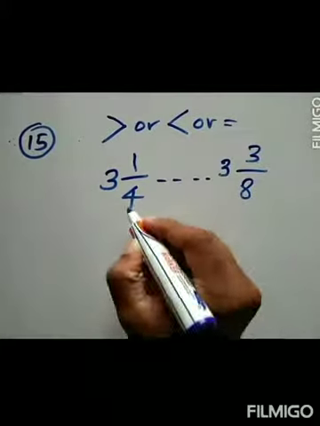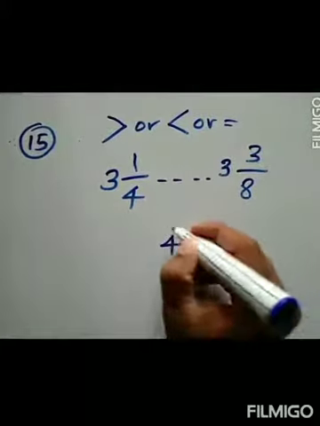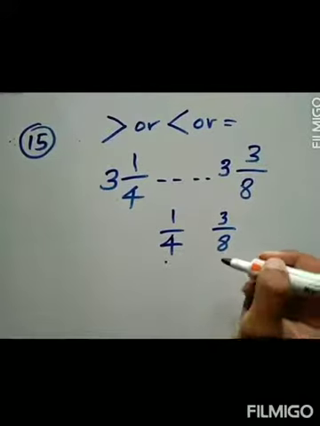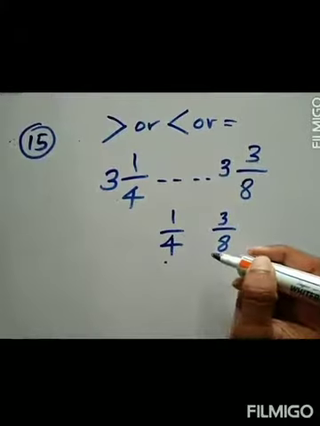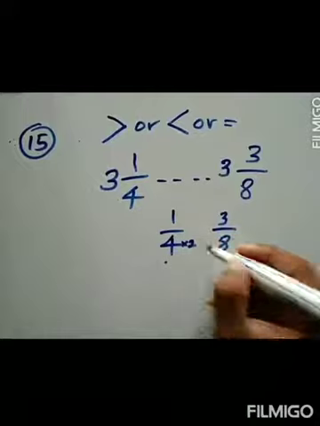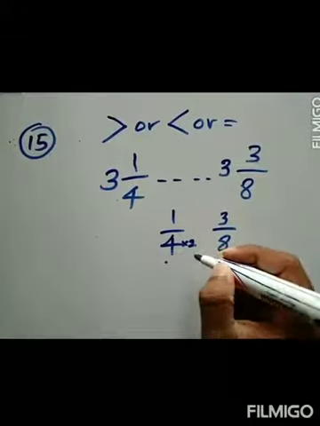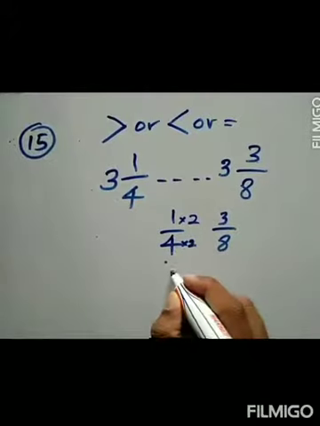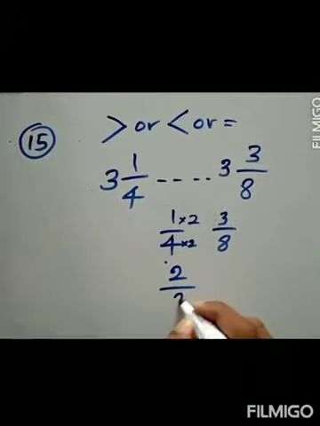So only you have to consider these 2. Then 1 over 4 and 3 over 8, in here the denominators are not equal, so you have to make the denominators equal to compare these 2 fractions. So multiply these by 2, you will get 8. 4 times 2, it's 8. Then multiply this one also by 2, then 1 times 2, it's 2, then 4 times 2, it's 8.